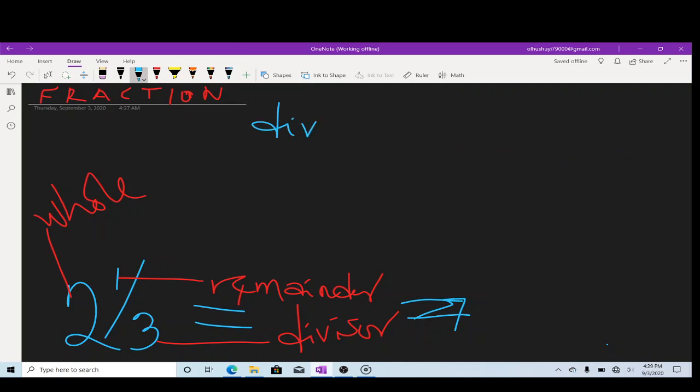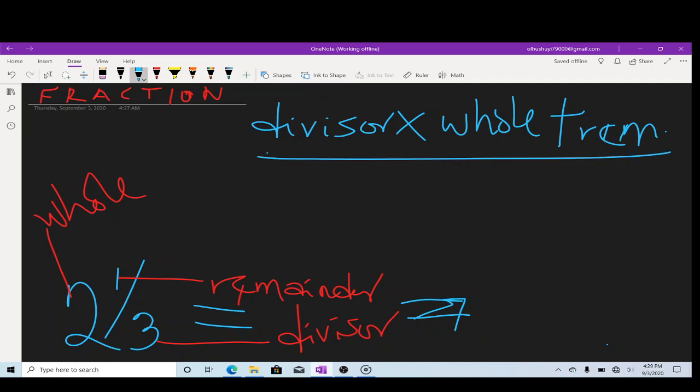You have the divisor times the whole, plus, after multiplying 3 times 2, that is the divisor times the whole, then plus the remainder. This REM means remainder. Then everything divided or upon the divisor back. Do you get that? So let's do that for this.